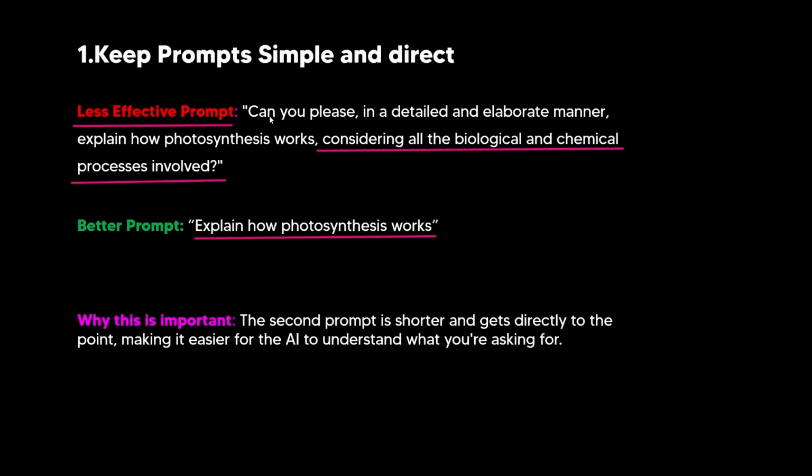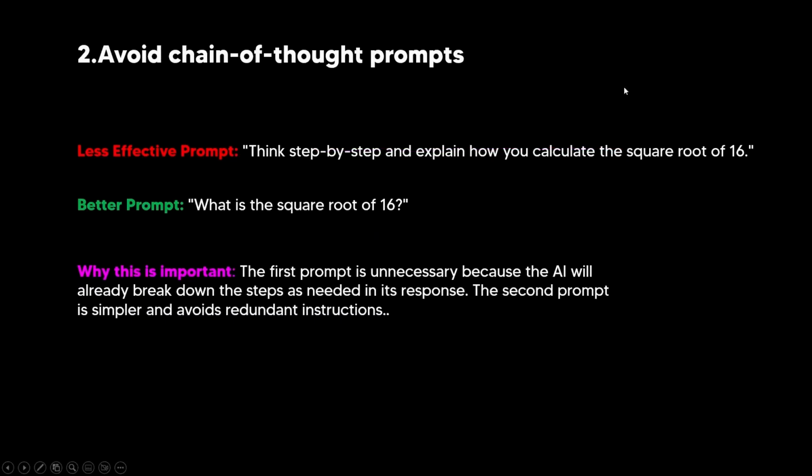Now let's move on to point number 2, which is that you want to avoid chain of thought prompting. Chain of thought prompting is where you tell an AI system, or in this example GPT-4o or O1, to think step by step, and you don't want to ask the AI system to do that. For example, a less effective prompt is, "Think step by step and explain how you calculate the square root of 16." This is a rather ineffective prompt for models like O1. The better prompt is, "What is the square root of 16?"